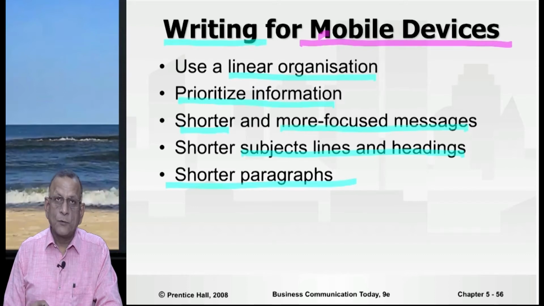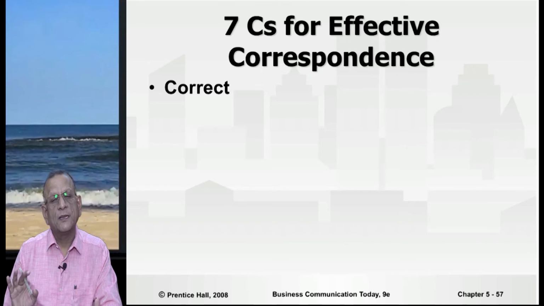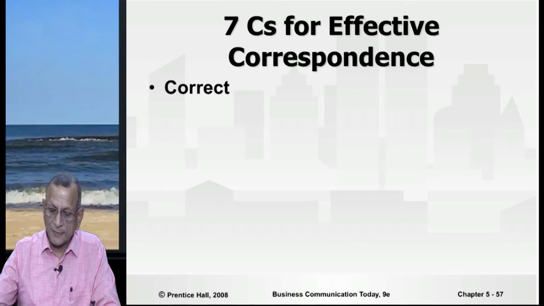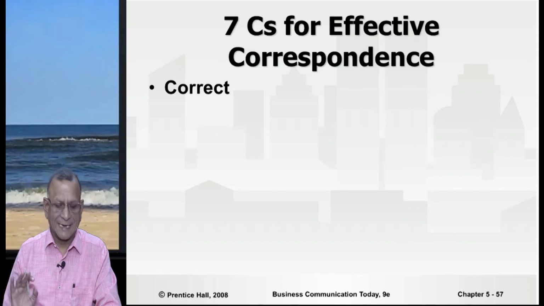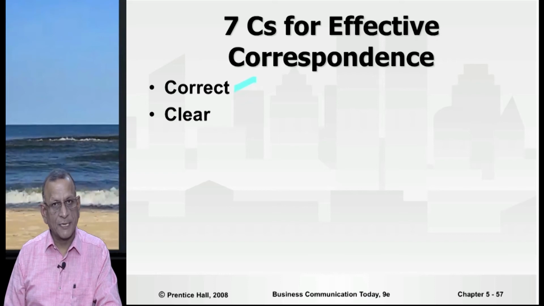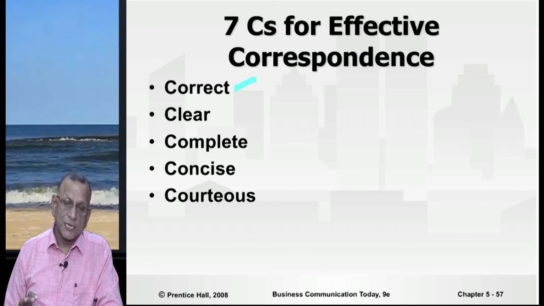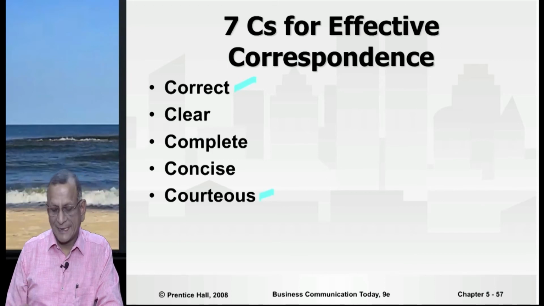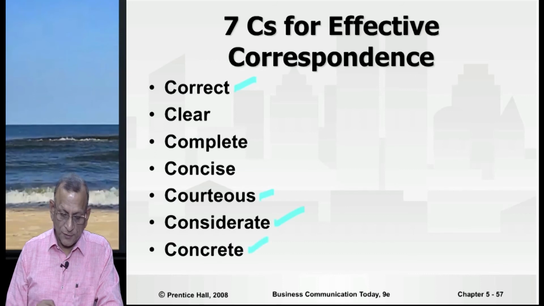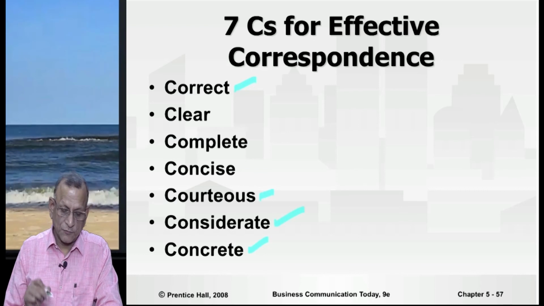And now the 7 C's for effective correspondence. We have already talked about all such C's, but finally, because this is one part of this chapter 5, I am just highlighting and reading them out. It should be correct, we understand; should be clear; should be complete; concise; courteous, business etiquette; considerate, you attitude; concrete; actionable. So these are the 7 C's for correspondence.